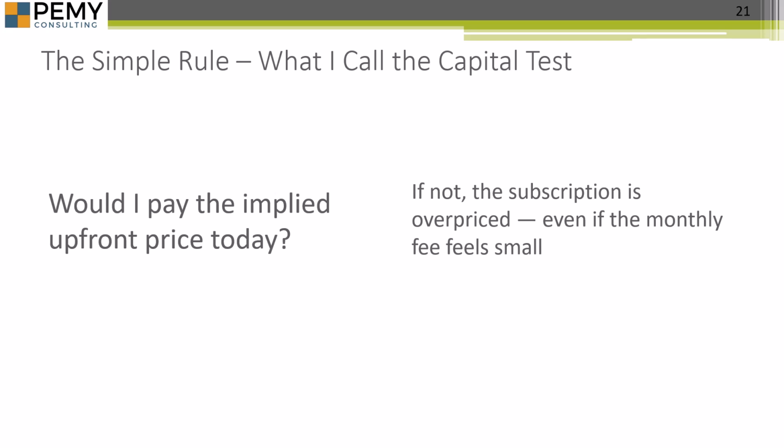Here's a simple test. Would you pay the implied upfront price all at once if it weren't broken into monthly fees? If the answer is no, then the subscription is likely overpriced, even if it feels small on a monthly basis. This capital test helps you to see the true cost.